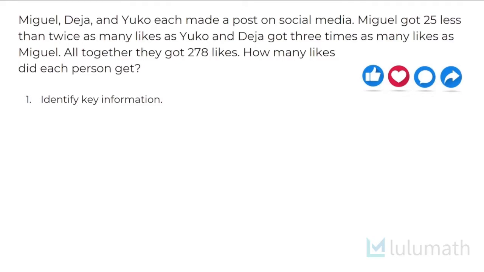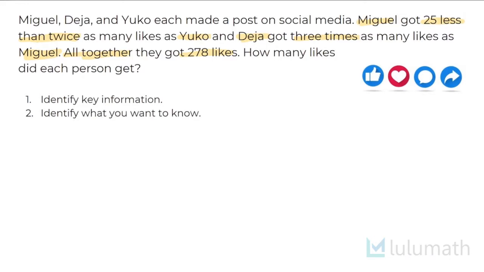Miguel, Deja, and Yuko each made a post on social media. Miguel got 25 less than twice as many likes as Yuko. So that's important information. And we also know that Deja got 3 times as many likes as Miguel. Altogether, they got 278 likes. So how many likes did each person get? So I've identified what it is that I know. This is going to be some information that's going to help me out.